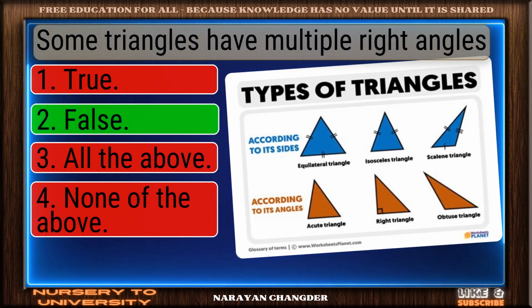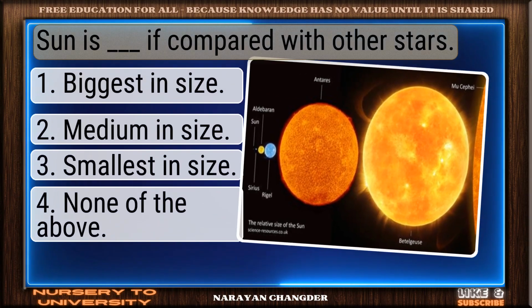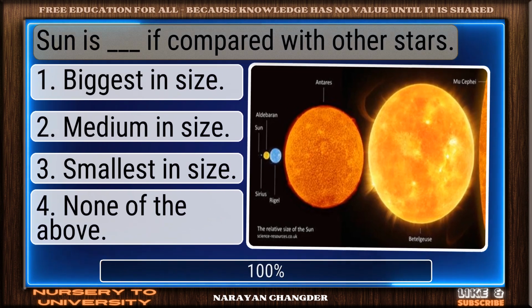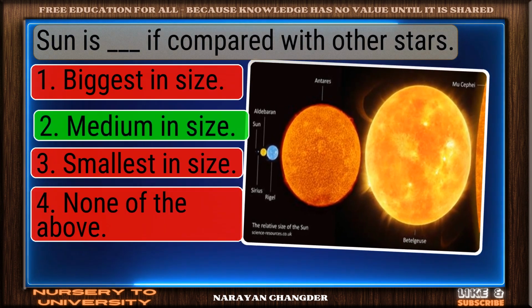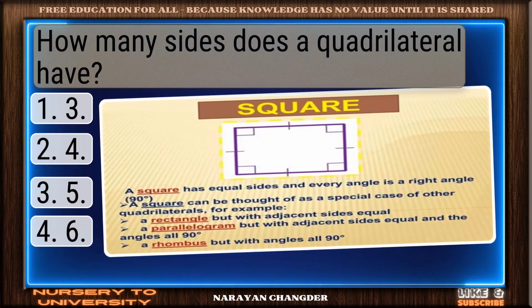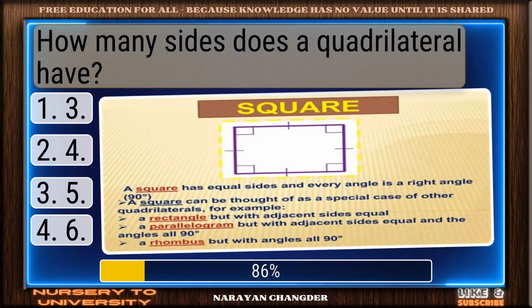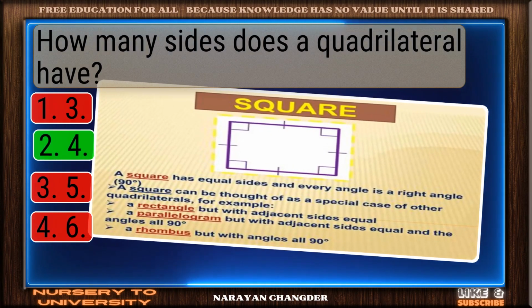Bravo. False is the answer. Question number 206. Sun is dash if compared with other stars. Sharp thinking. Medium in size is the right choice. Question number 207. How many sides does a quadrilateral have? Right choice. 4 is the best answer.